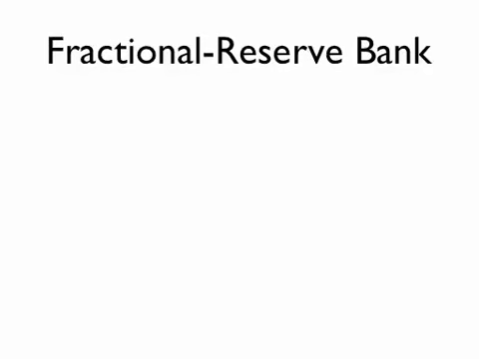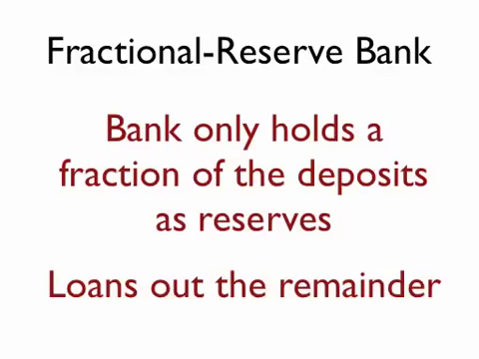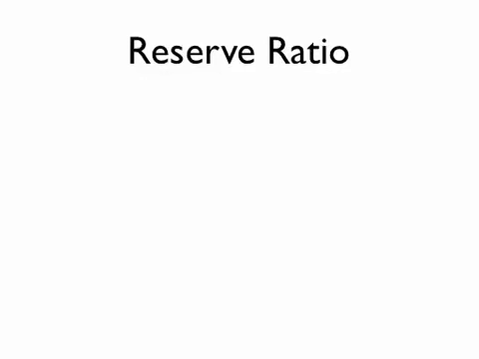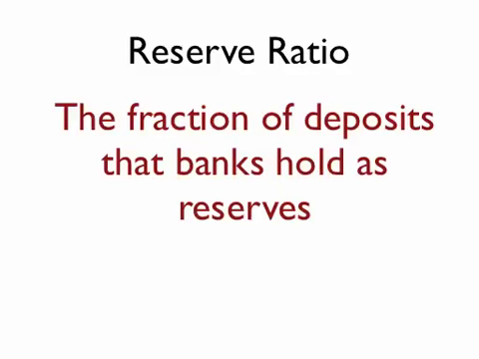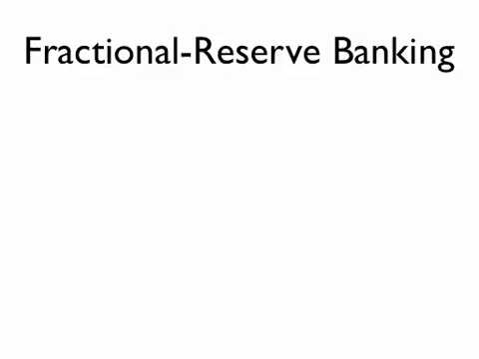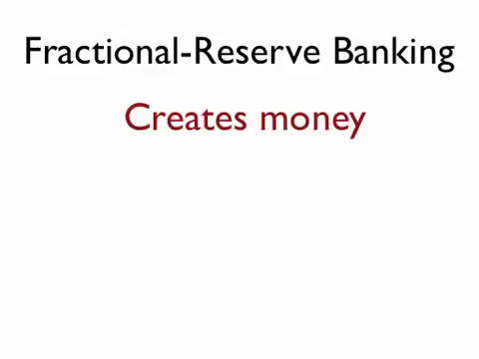Now, we contrast that to a fractional reserve bank. A fractional reserve bank, on the other hand, only holds a fraction of the deposits as reserves, and it loans out the remainder. And this fraction is determined by the reserve ratio. It's the fraction of deposits that a bank holds as reserves. We also think about how money is created in an economy. It really is created with this fractional reserve banking system.